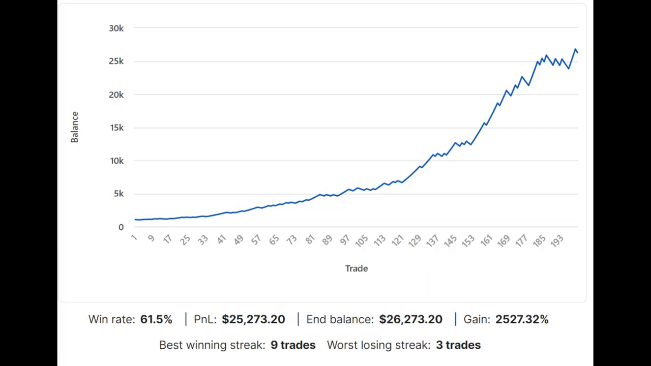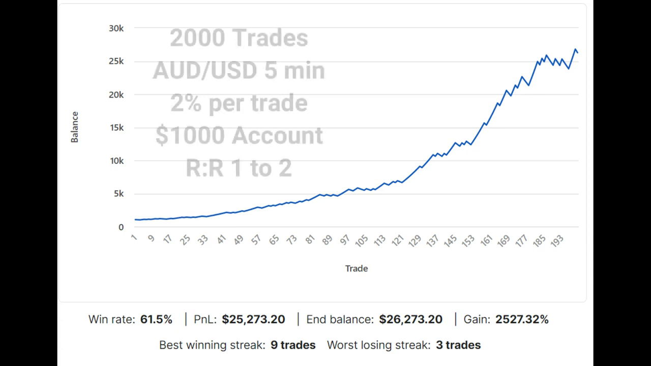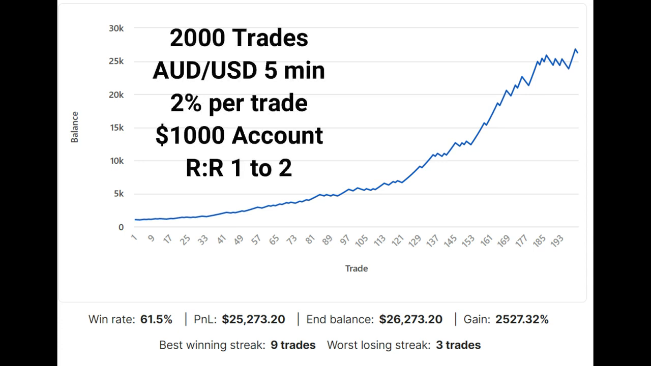I backtested this trading strategy 200 times, on the Forex pair Australian dollar to US dollar, 5-minute chart. I risked 2% per trade, starting on a $1,000 account. The risk-to-reward ratio was set at 1 to 2 for all my trades, and I only took trades that were valid with the strategy's requirements. So let's run through these numbers.